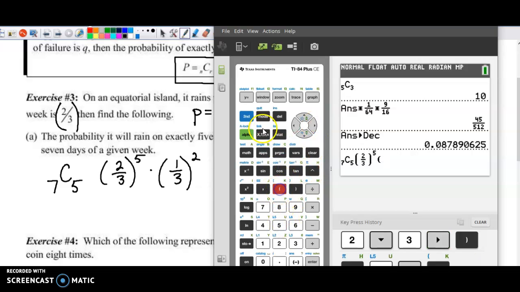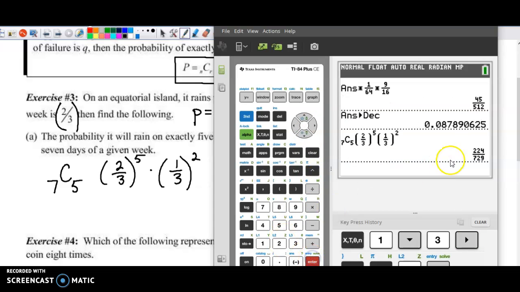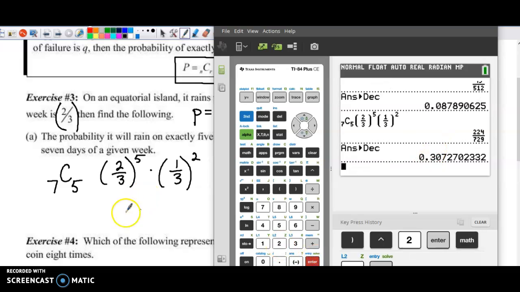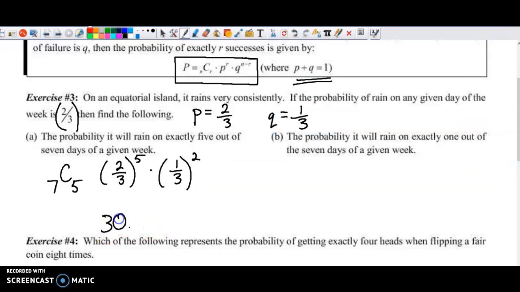And remember, your probability should be a number smaller than 1. So if you ever get an answer that's bigger than 1, you know you did something wrong. Smaller than 1, and you can change it to a decimal. And remember, some of the answers will want you to write it as a percent. Some of them want it as a reduced fraction. So get used to these calculators. I'm going to change it to a percent just for that.